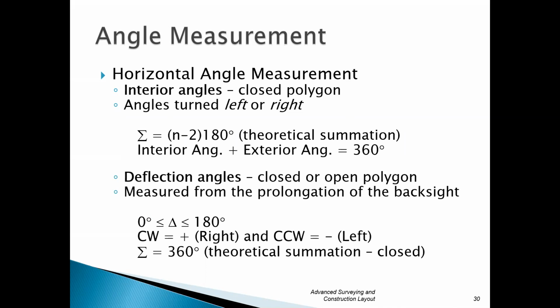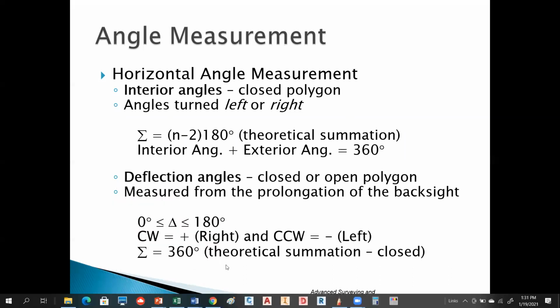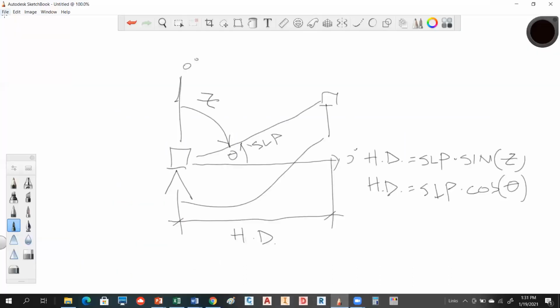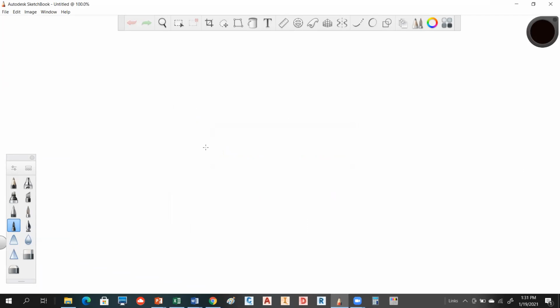And in this, the angles are either turned left or right. So we can't talk about interior angles if we don't have a closed figure. So let me draw a picture here. If we have a closed polygon, such as this, what we're saying is we're going to occupy each vertex. This would be considered a vertex of that polygon. And you're going to turn an angle, and I could turn it this way, and I could turn it this way, okay? And I can turn it that way. Notice I'm turning them all the same direction.